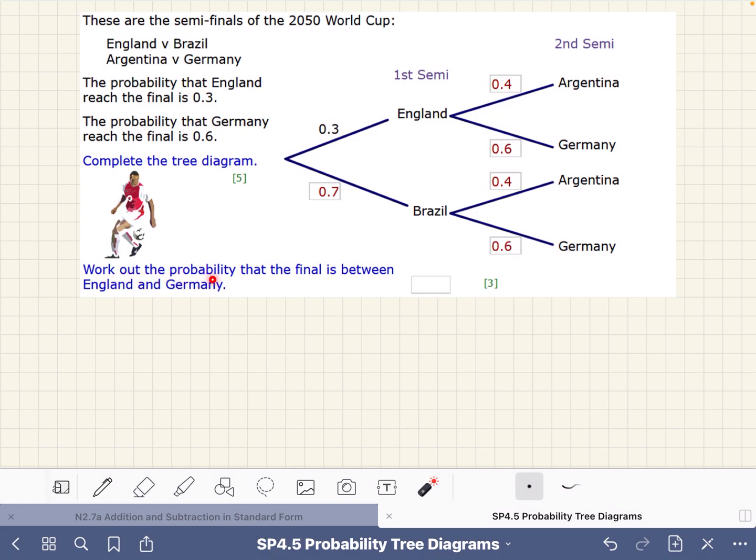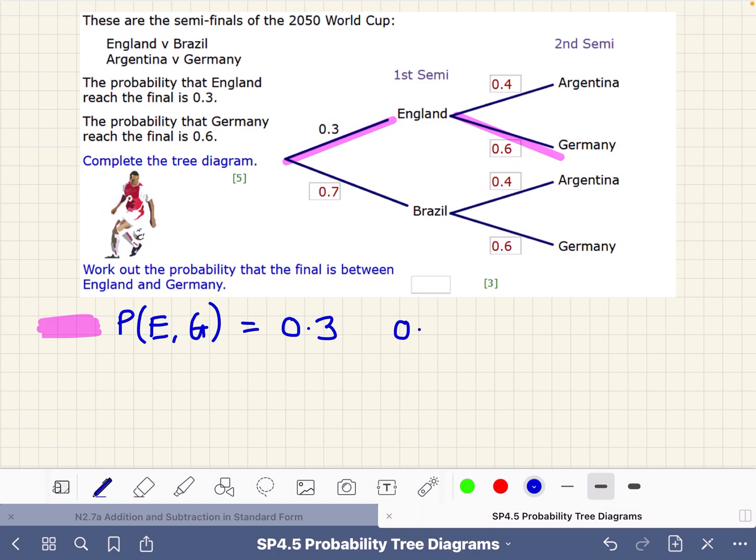We are asked to work out the probability that the final is between England and Germany. That means we are looking for England to win the first semi-final and Germany to win the second semi-final. There are no other options where England are playing Germany. So that means we have just one calculation to do, where we have the probability of England and Germany, which would give us 0.3 and 0.6.